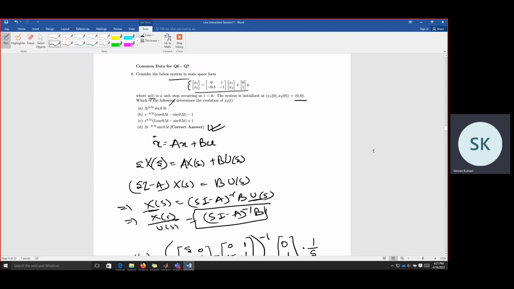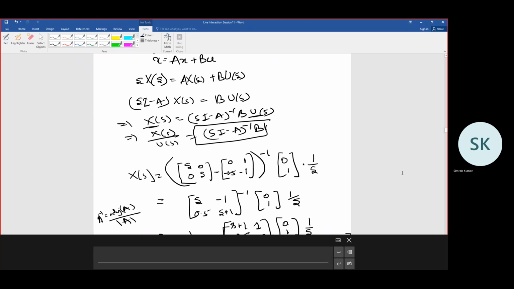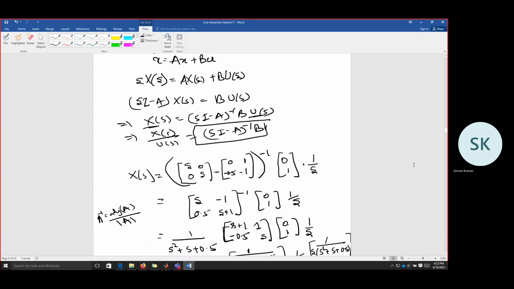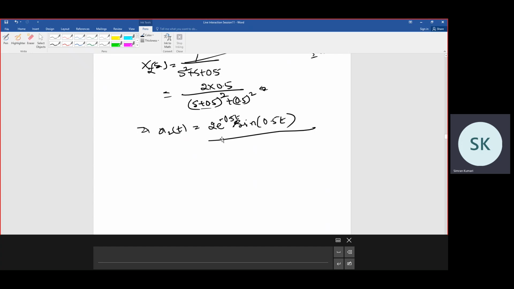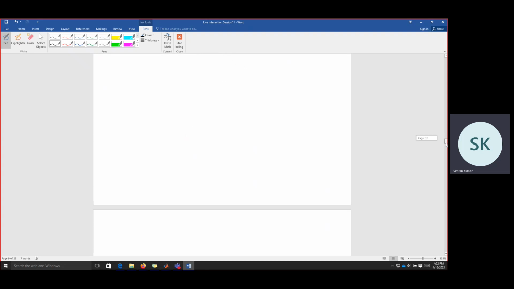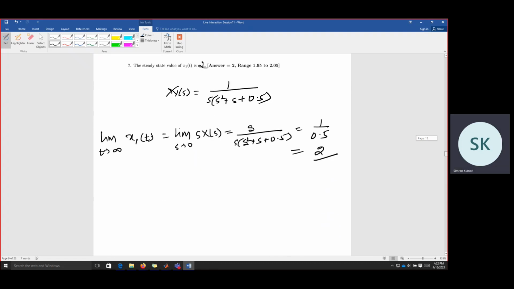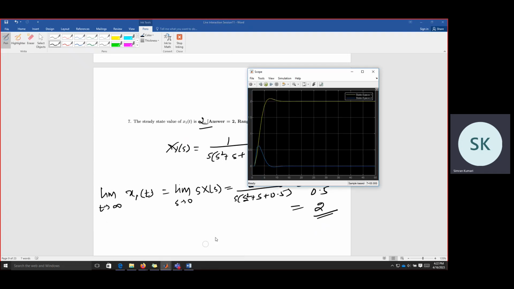We found out the transfer function for this one. Okay, this is the transfer function that we found out. And this is the x2 behavior, which is e to the power minus 0.5t sine 0.5t. So this type of response, we can plot this also, and let's see if we can verify this one. And for x2, we tried to find the steady state value. So this is what we found, that is 2 with the final value theorem. So this is what we are seeing.